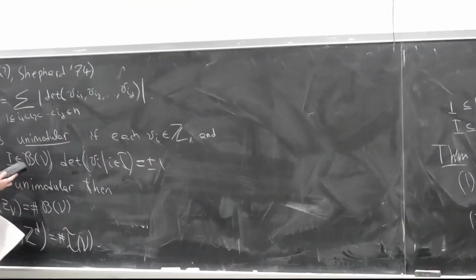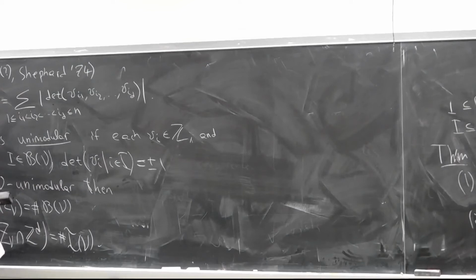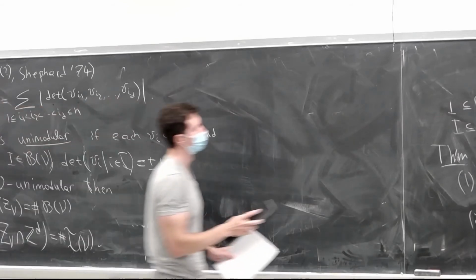I want each vector to be integer, and I'm taking a specific zonotope, which is just the Minkowski sum of line segments from the origin to each of these vectors. So this is not the translation invariant notion.